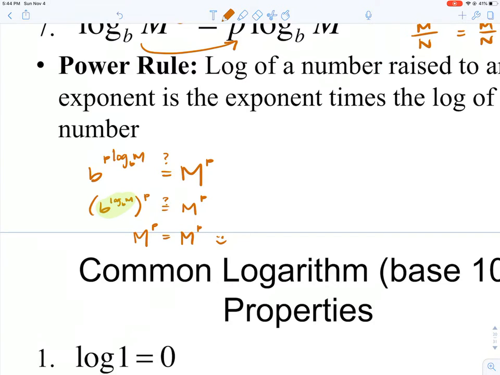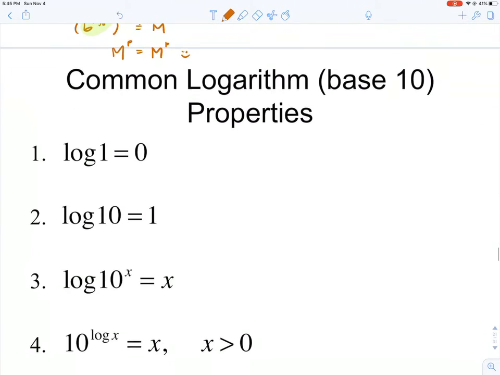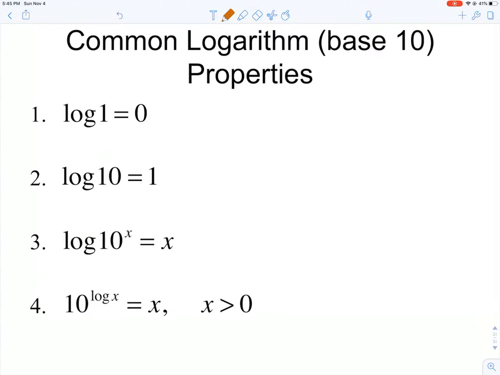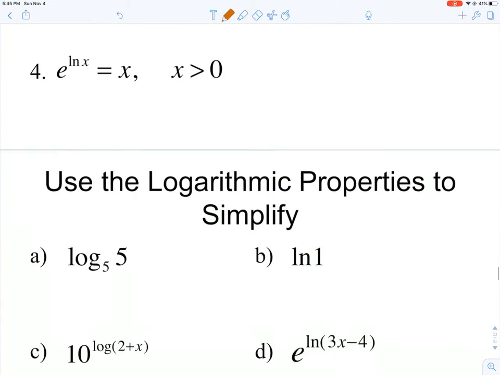Yay. Okay, so again, call this plug. We plug, or we unplug. I call it a plug when you pull the power down, and then I unplug when I move the p back up into the exponent position. All right, these are the same properties that we've just talked about, but with log base 10 and natural log.